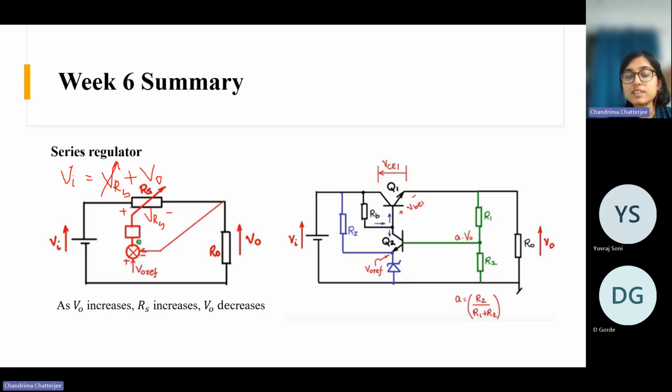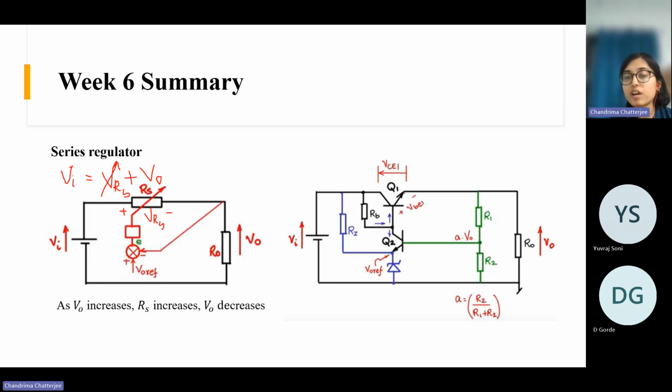Now we have modeled it as a variable resistor, but actually we use a BJT circuit here. Okay, so the BJT circuit is basically what we have modeled by this variable resistor, but the actual circuit is like this.